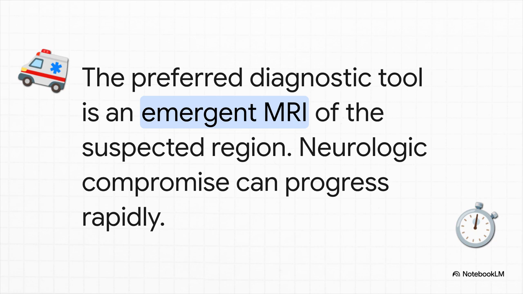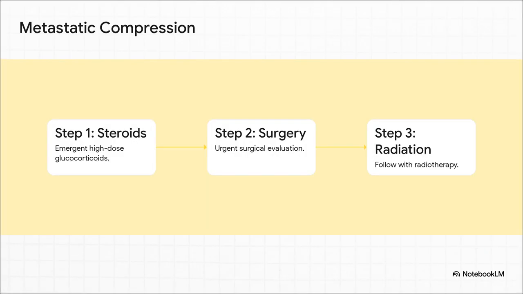So the take-home message here could not be simpler. If you are even a little suspicious of a compressive cause, you do not wait. Neurologic function can go downhill so fast. You need to get an emergent MRI of that part of the spine. And the second you've confirmed metastatic cord compression on that MRI, the playbook is clear, and it starts immediately. Step 1, high-dose glucocorticoids to hammer down that swelling around the cord.